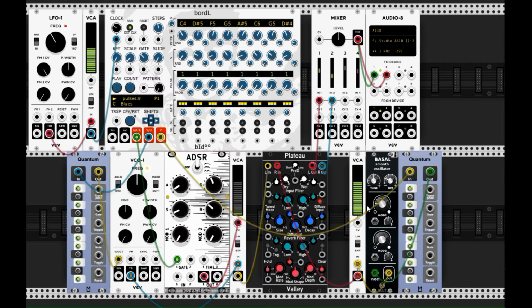Both voices are fed by quantizers, which at the moment are adjusted to the same scale. It's a simple C major scale. The CV coming from the sequencer is adjusted at the moment to another scale. They call it a blues scale. Well, it is a kind of blues scale.